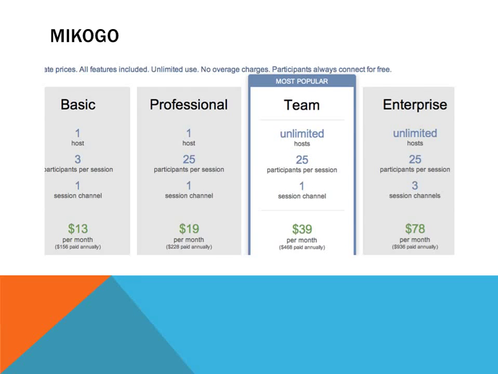And just as an example of some of the different pricing models, Mikogo offers a basic service where you can have up to 3 people participate per session with one host and one session channel, and it's at a very nominal fee of $13 per month. And their prices go up to the enterprise edition where you have unlimited hosts, up to 25 participants in each session, utilizing 3 session channels for $78 per month.